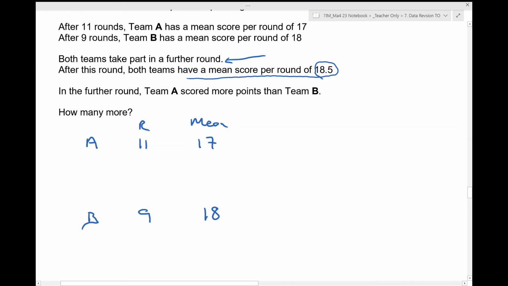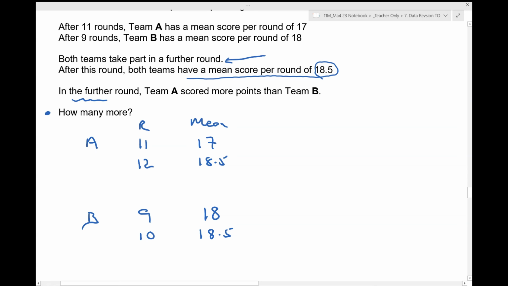So let's think about Team A. They've done 11 rounds, so they're going to do the 12th round, aren't they? And after the 12th round, their mean is 18.5. Meanwhile, Team B, they're going to do another round, so they've done 9, so this is their 10th round. And after their 10th round, their mean is also 18.5. In the further round, Team A scored more points than Team B. How many more?